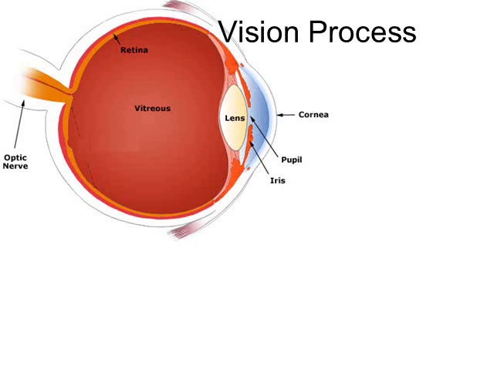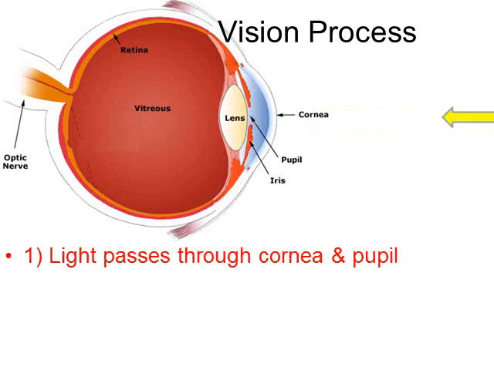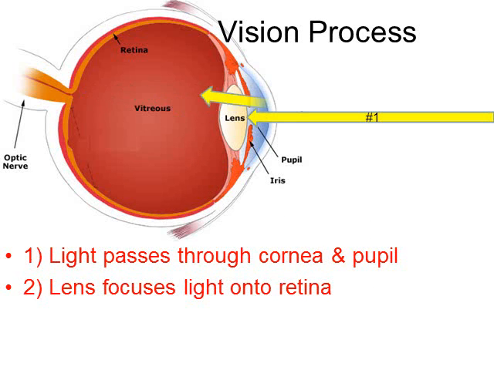So, the process of vision. Here we have the same diagram with all the parts labeled. Step one in this process: light will pass into our eye, through the cornea, and through the pupil. Let's say it's an average day out, not too sunny, not too dark, so the pupil is open enough for light to pass through. Then the lens will focus light onto the back of the eye, the area known as the retina.